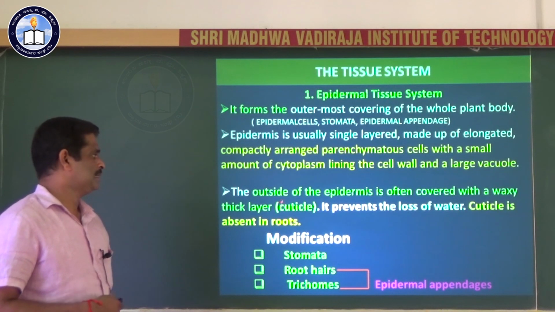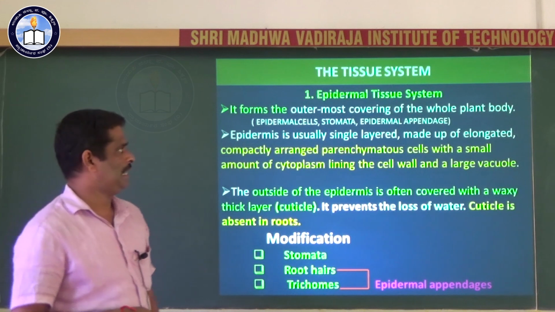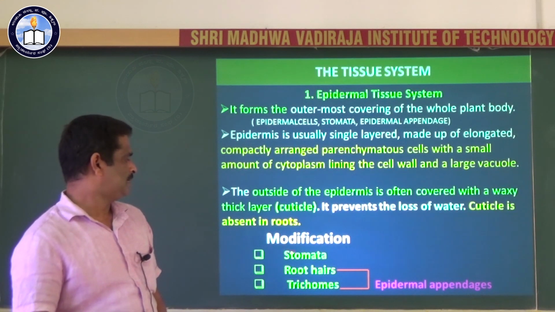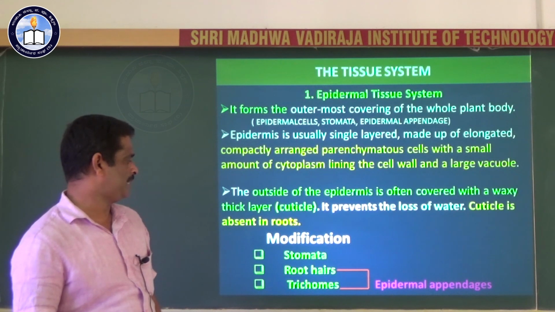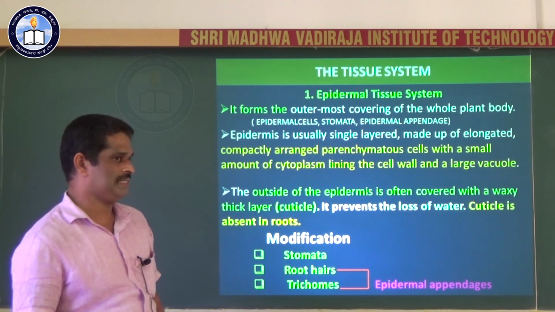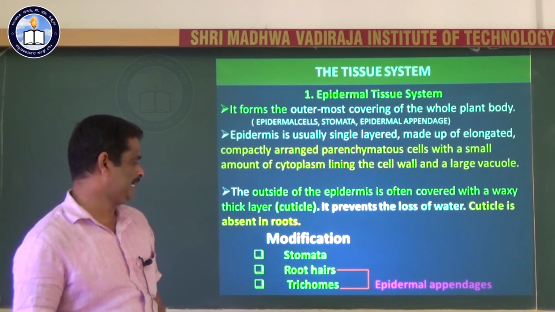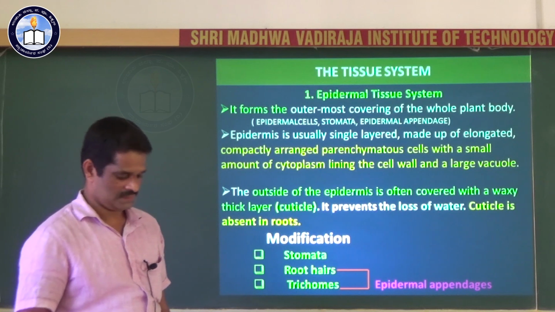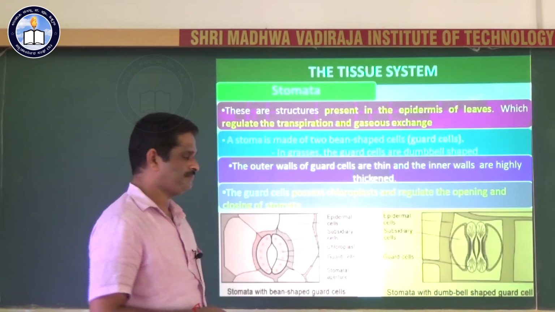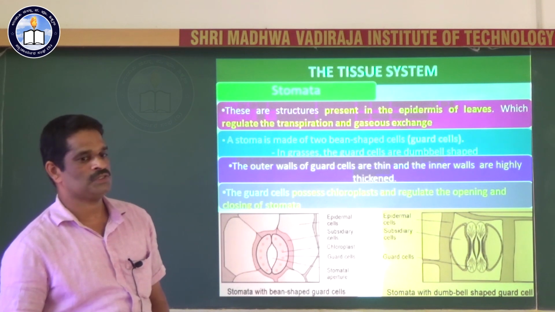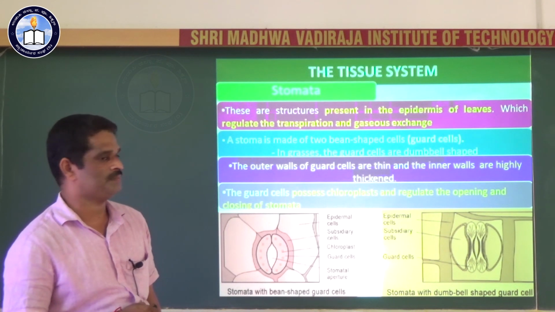So the modifications of epidermis, that is, it shows structures like stomata and the epidermal appendages. Two types of epidermal appendages are there, called root hairs and the trichomes. Let's study the stomata. What is a stomata? Stomata is a microscopic opening in the epidermis of the leaf.